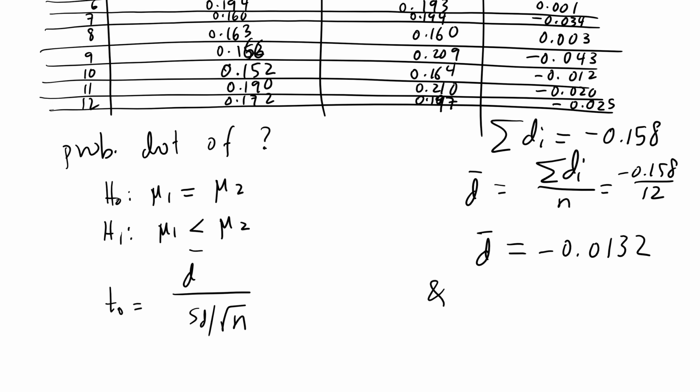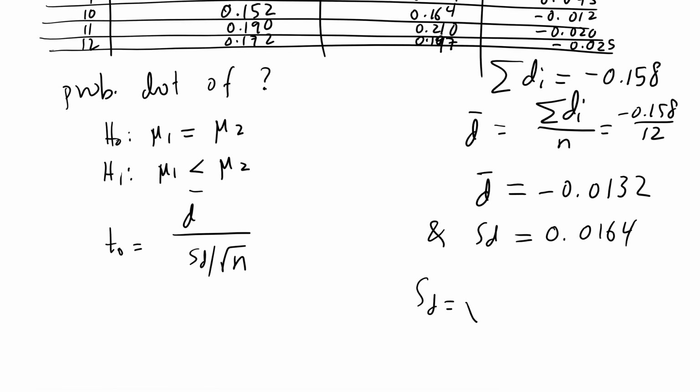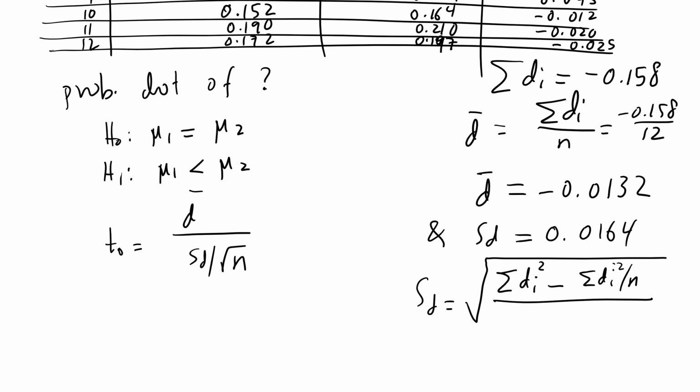And we need to find the standard deviation for this. You can use a calculator or Excel or anything to find this. You don't have to use the whole formula, but I can write the formula for you if you like to do it manually. It is 0.0164. The formula is SD is the square root of the sum of all the di squares minus the sum of di's squared over n, divided by n minus 1. N is the sample size.